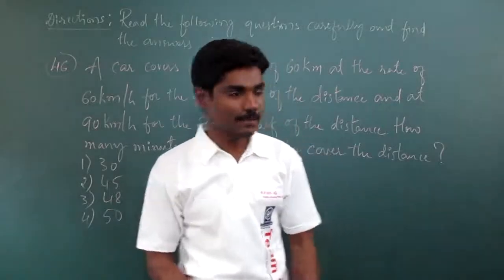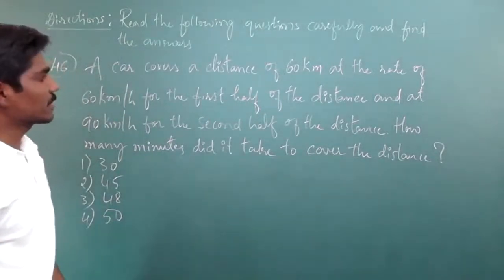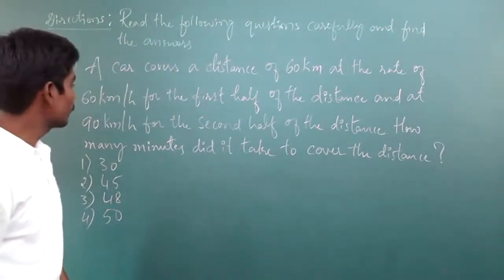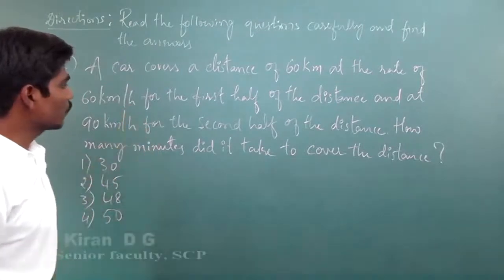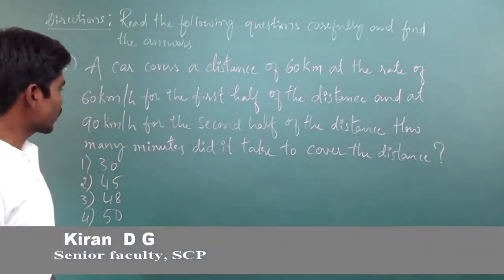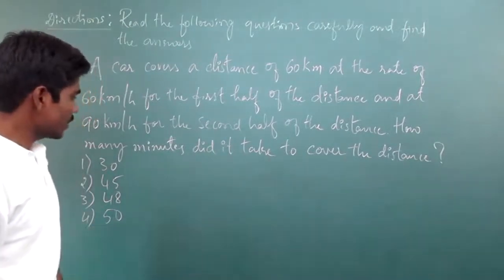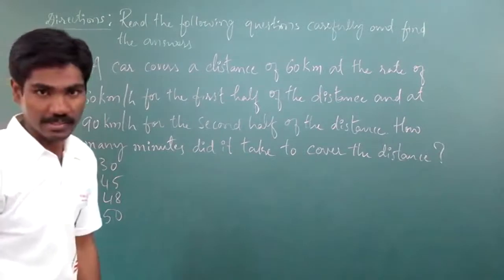Well friends, here is the next problem. The given problem is: a car covers a distance of 60 km at the rate of 60 km per hour for the first half of the distance and at 90 km per hour for the second half of the distance. How many minutes did it take to cover the distance?